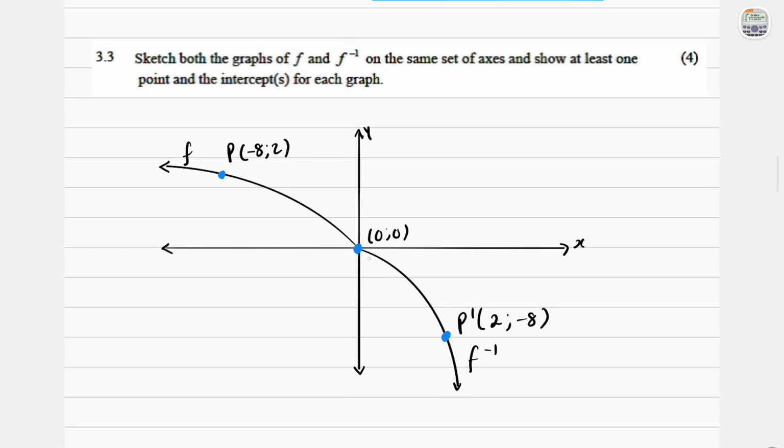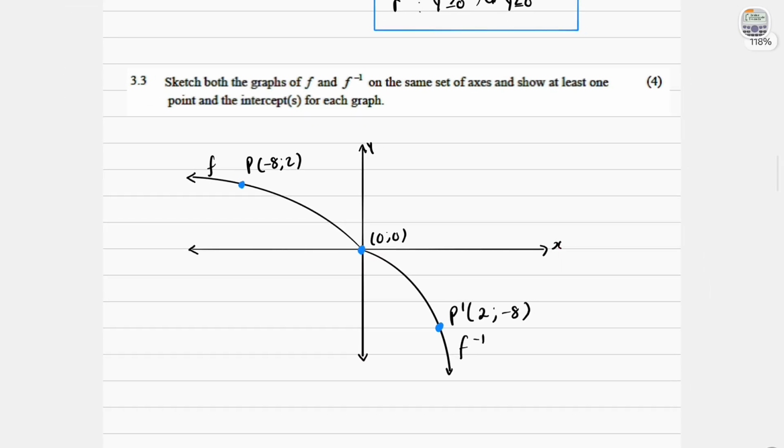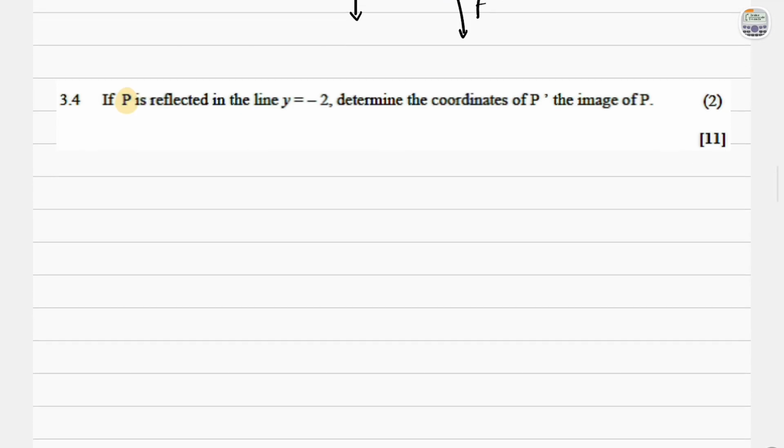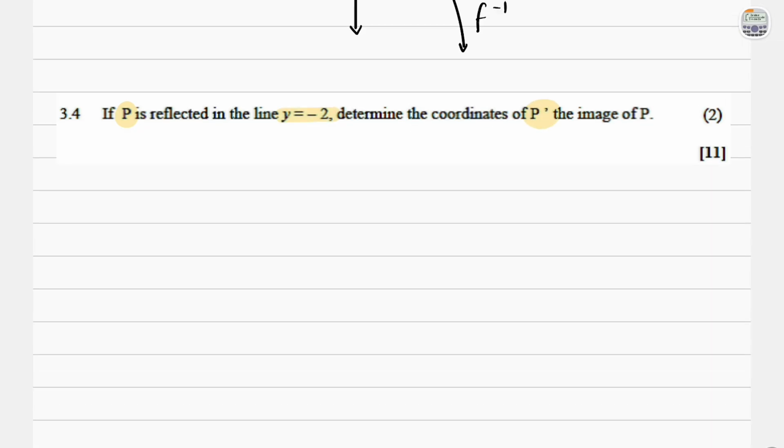Okay, there we go. We show them the x-intercept, which is also a turning point. And we've shown another point using this point that they already told us. Moving on to the next question. Question 3.4 says, if P is reflected in the line y equals -2, determine the coordinates of P prime, the image of P.